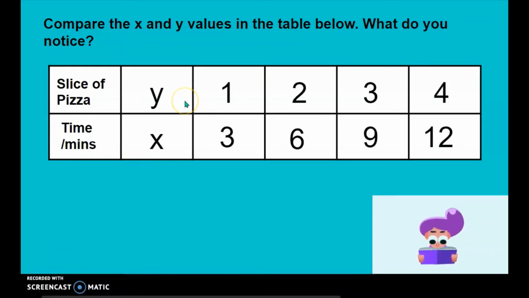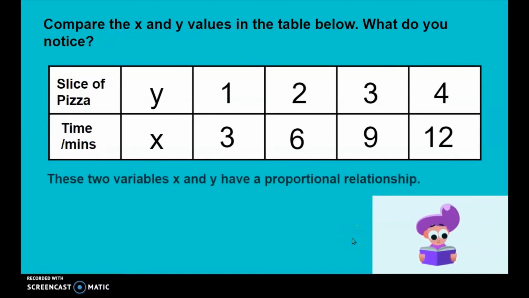When we multiply each of the Y values by 3, this gives us the corresponding X value. 1 by 3 is 3, 2 by 3 is 6, 3 by 3 is 9, 4 by 3 is 12. These two variables, X and Y, have a proportional relationship.